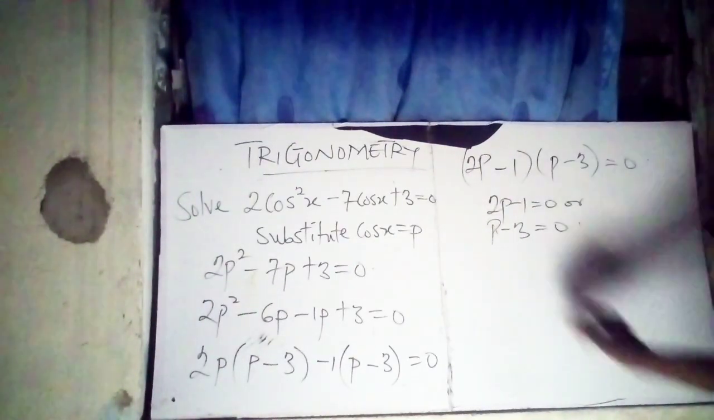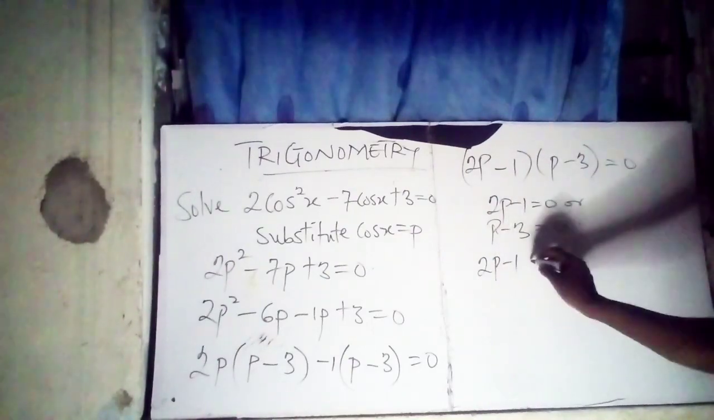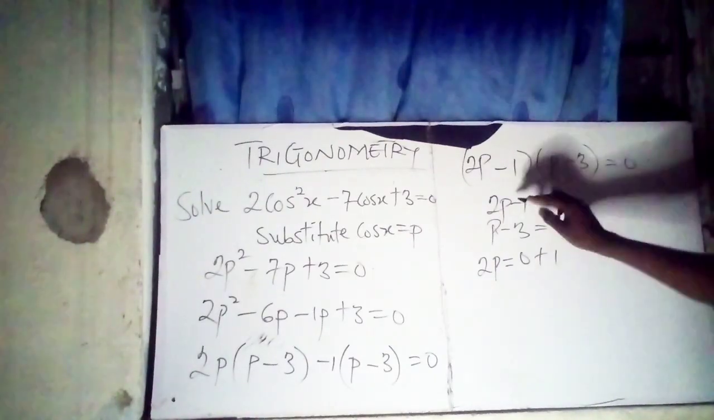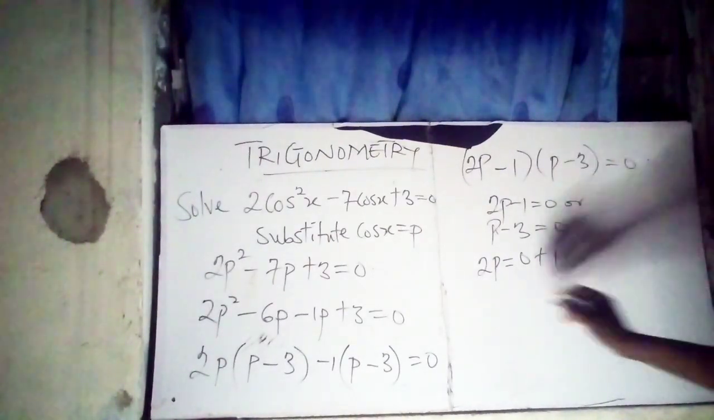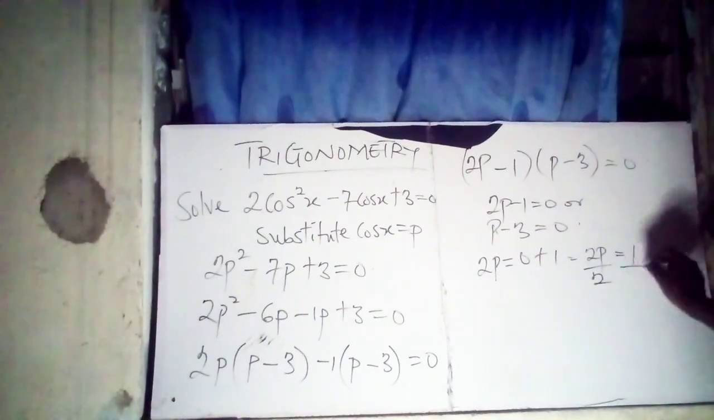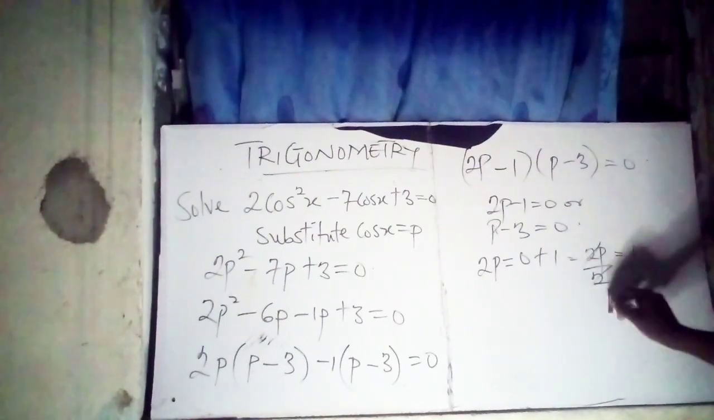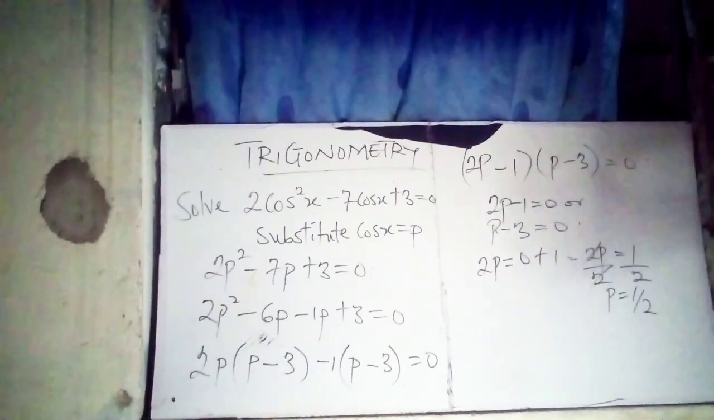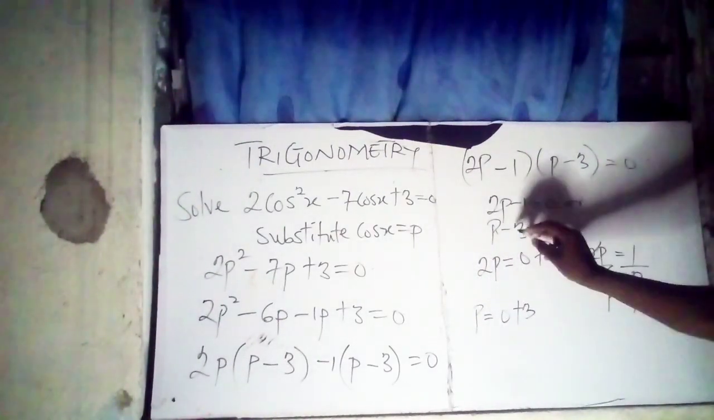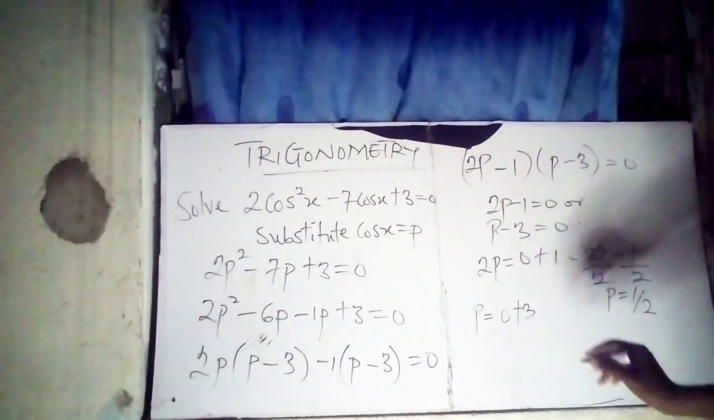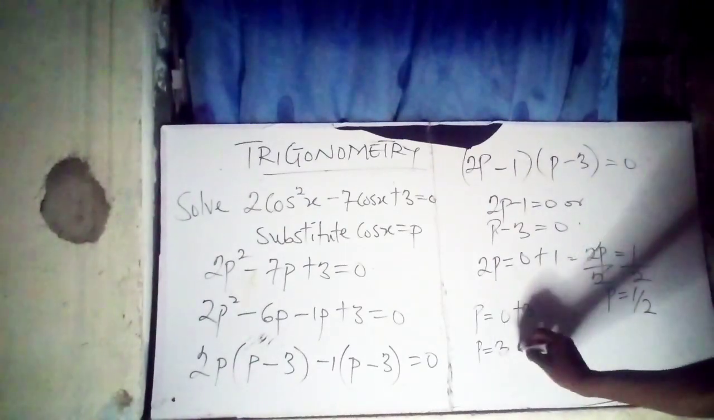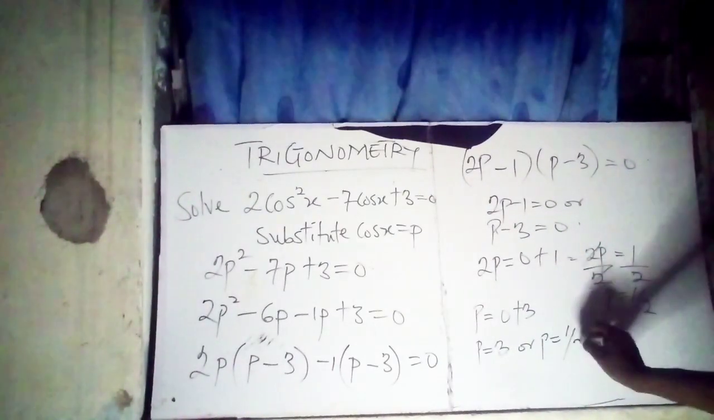So from the first one, it's going to be 2p minus 1, or rather 2p equals 0 plus 1, because when minus 1 goes to the other side, you're going to have plus 1. So this is 2p equals 1. If I divide both sides by 2, for the first equation, p is equal to 1 over 2, which is half. Then for the next one, p is going to be equal to 0 plus 3, because once 3 goes to the other side, it's going to be plus. So this is p equals 3. So I have my two values: p equals 3 or p equals 1 over 2.